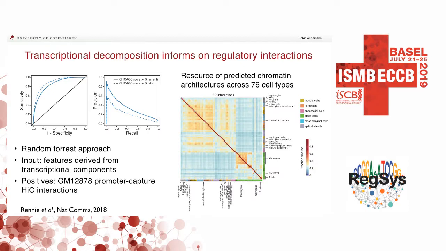So based on the model defined in GM12878, Sarah then went back to the FANTOM data again and took 76 cell types for which there are no Hi-C data available at the time when she did the modeling. And then did the transcription decomposition and the enhancer-promoter interaction predictions. So what you can see is that for most cell types, there are actually very little shared interaction between cell types, but similar cell types are clustering together here.